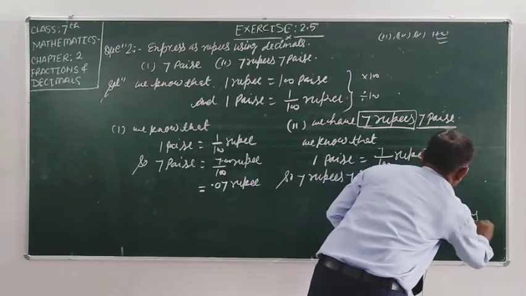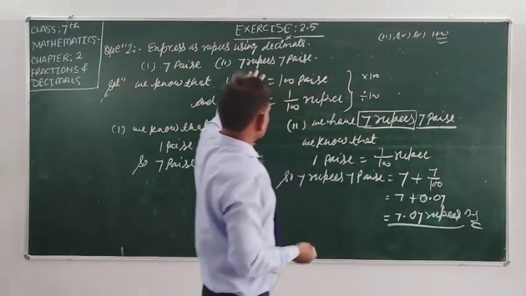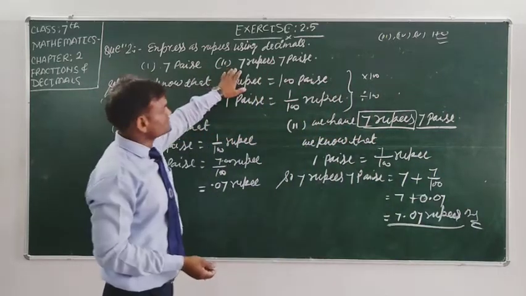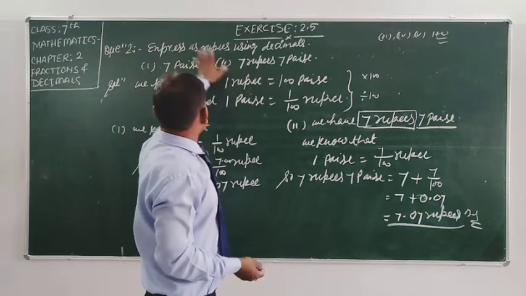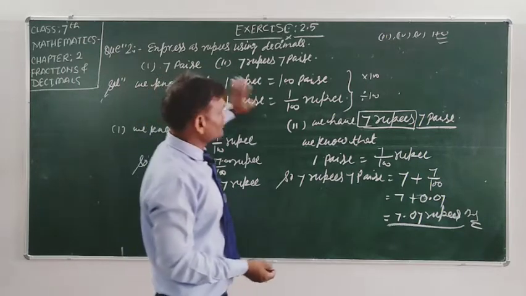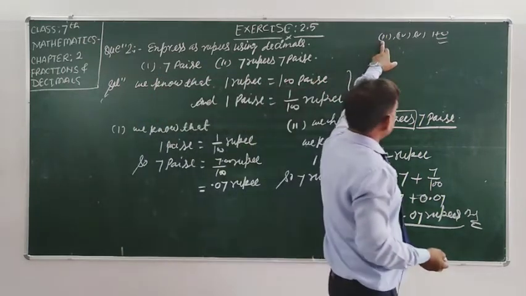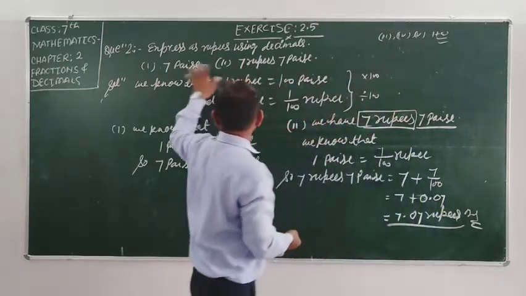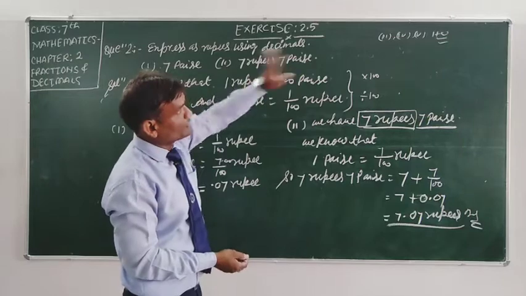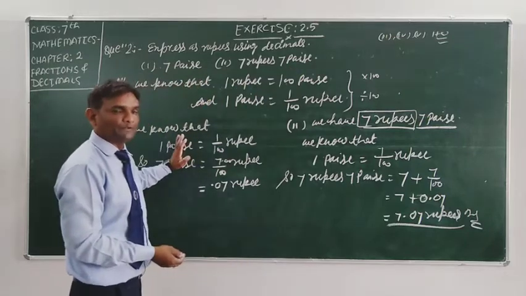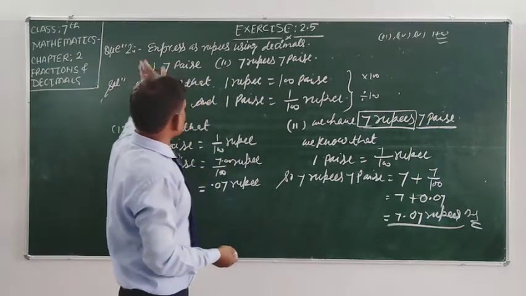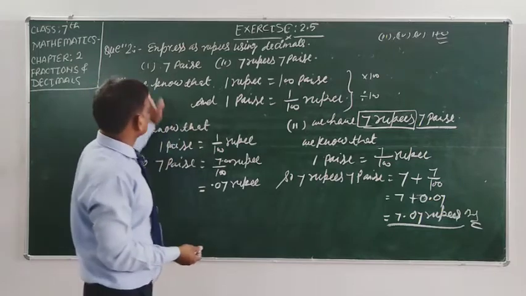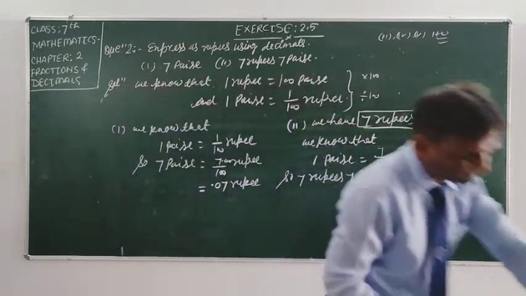This is my answer. In this way student, I have solved these two parts, and the remaining part of this question is homework for you, means part 3, 4 and 5. As same student, according to these two parts, you will solve the part 3, 4 and 5 as same in your fair copy. So I hope student you have understood this question very well. So come to the next question, question number 3.